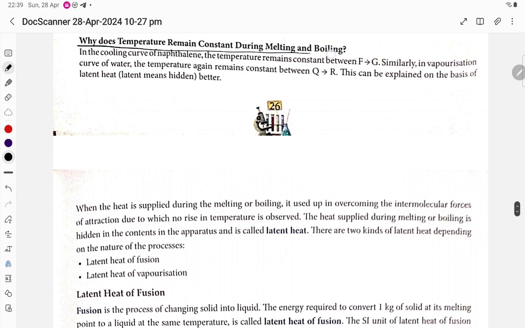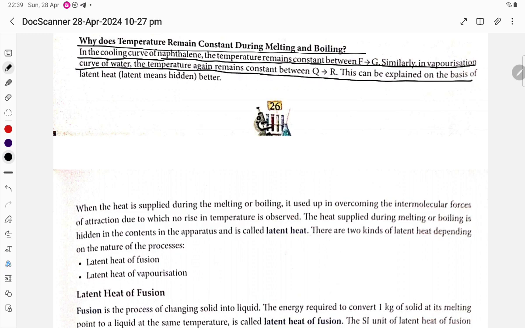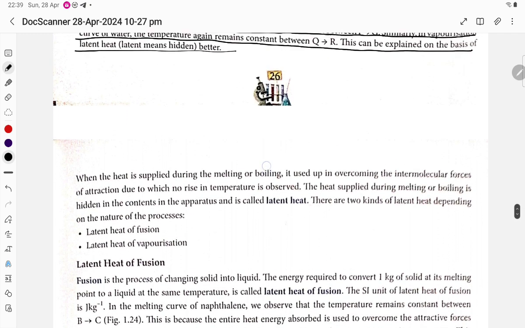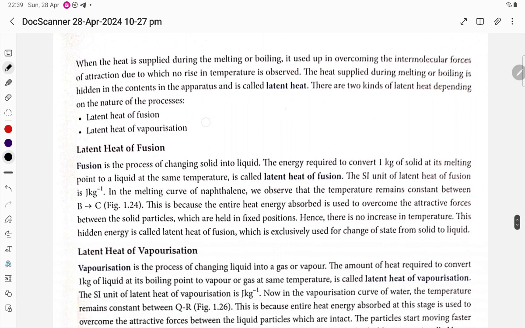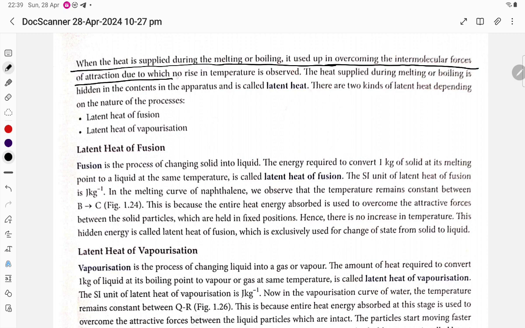Why does the temperature remain constant during melting and boiling? In the cooling curve of naphthalene, the temperature remains constant between F and G. Similarly, in the vaporization curve, the temperature again remains constant between Q and R. This can be explained on the basis of latent heat, meaning hidden heat. When heat is supplied during melting or boiling, it is used up in overcoming the intermolecular force of attraction, due to which the rise in temperature is not observed.